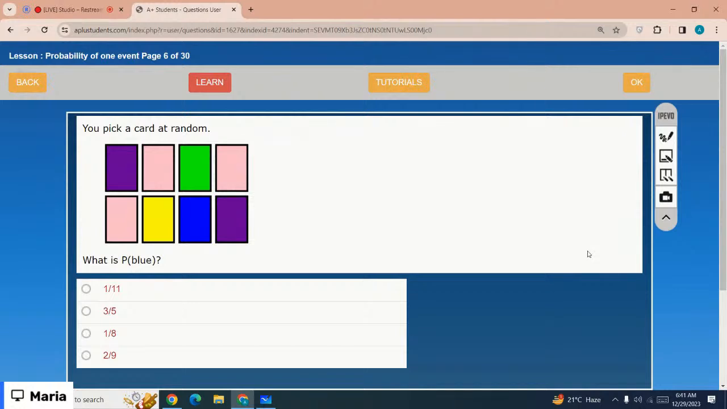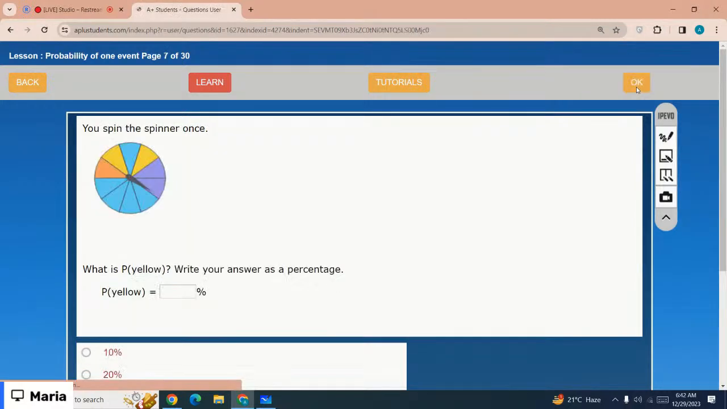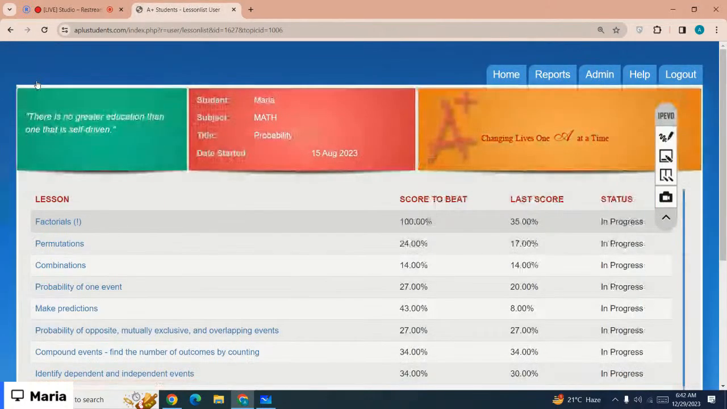Probability of blue. There are 8 cards. This one is blue, the others are purple. You're right, I thought the other two were also blue, so I was thinking the answer must be 3 by 8. Okay, you can complete the lesson by yourself later today. Color blind I am, I must say.